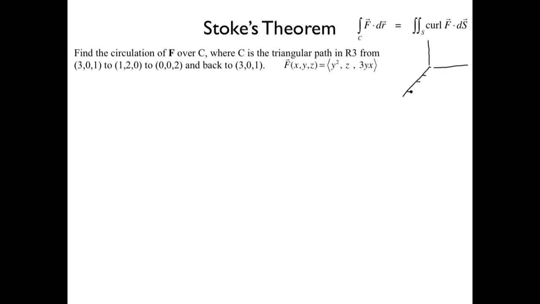So, (3,0,1), (1,2,0), (0,0,2). So from (3,0,1) to (1,2,0) to (0,0,2), back to (3,0,1). Okay, so we can call this C1, C2, C3. And those C1, C2, C3 make up C, right?